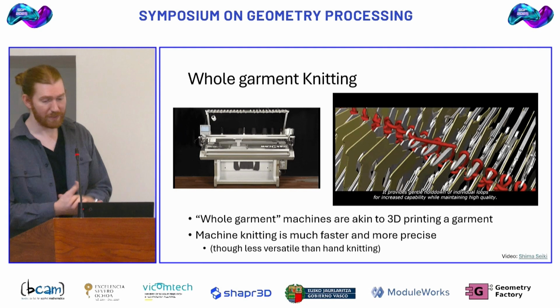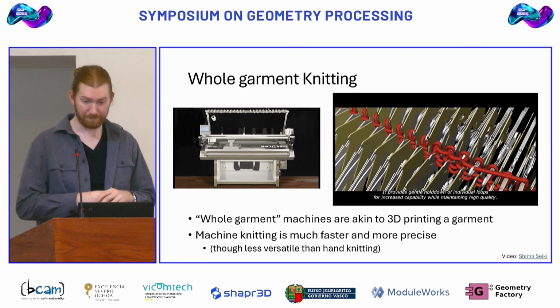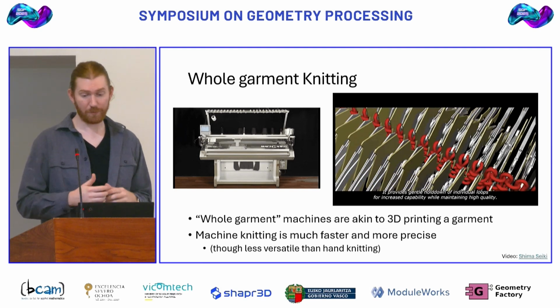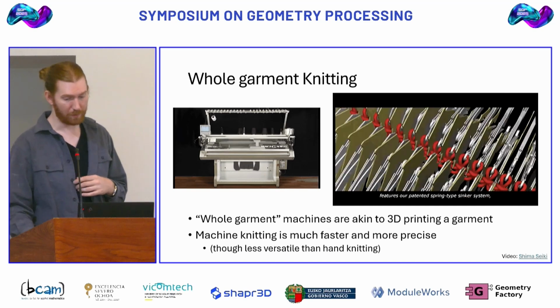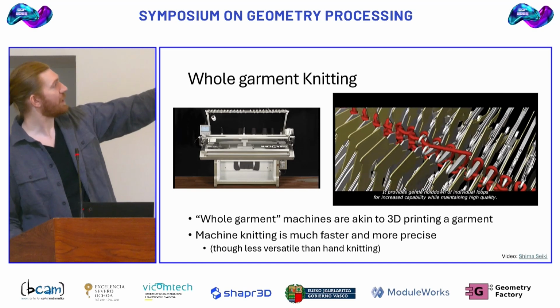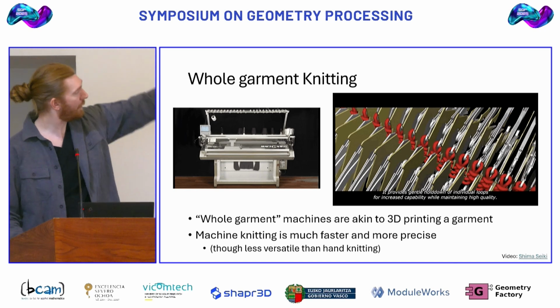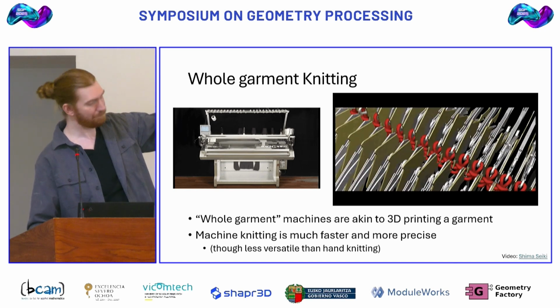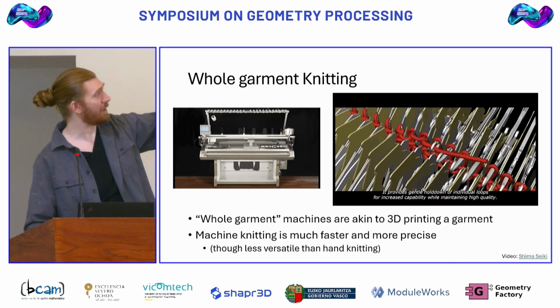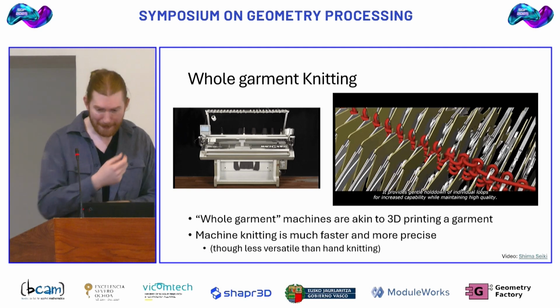So zooming out, we can see a modern whole garment machine, which, as its name implies, is capable of producing an entire wearable object like a sweater in one piece. You can kind of see in the center this yarn carrier going back and forth, which is moving the yarn between the needle beds, and there is a sweater coming out the bottom. And on the right, you can see images of those needles shooting out and grabbing.